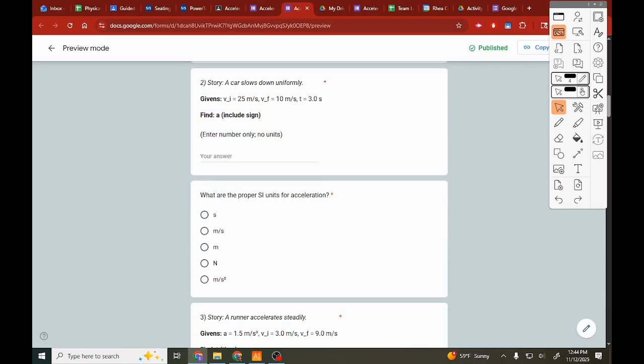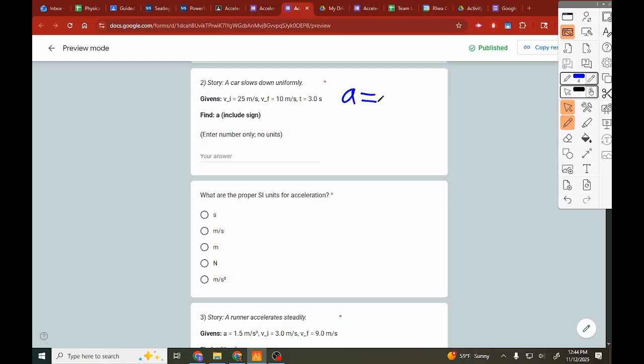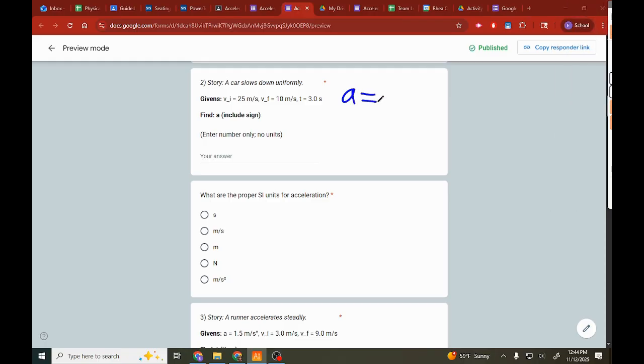Number 2, a car slows down uniformly. That uniformly was thrown in to establish that the acceleration is constant. It doesn't vary. But again, we're just looking for the acceleration. We can plug in our final velocity. It's 10. Initial velocity is 25. And our time is 3 seconds. Now this one we talked about in class a little bit, but I'll go over it once again.